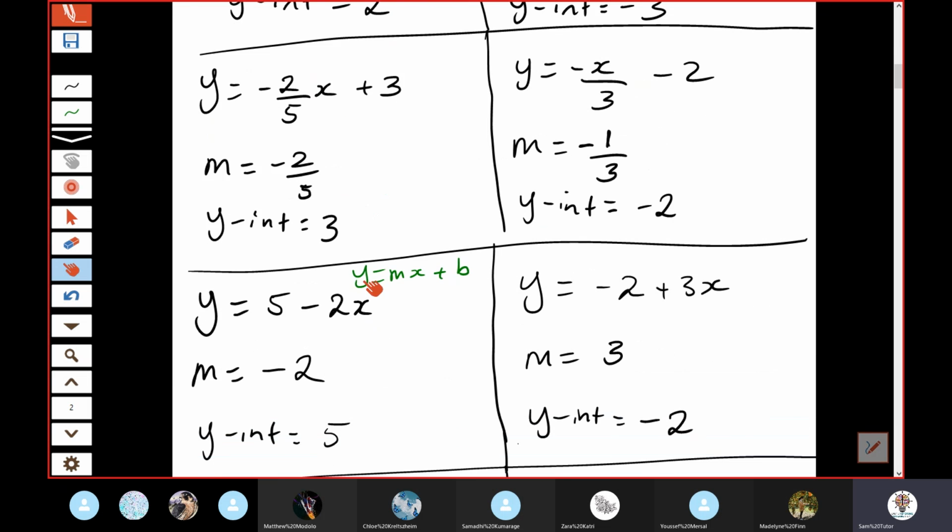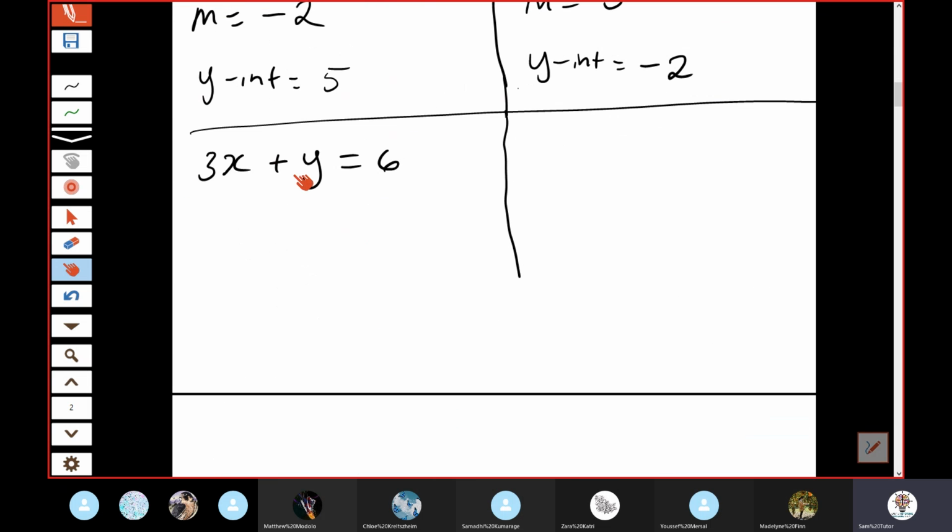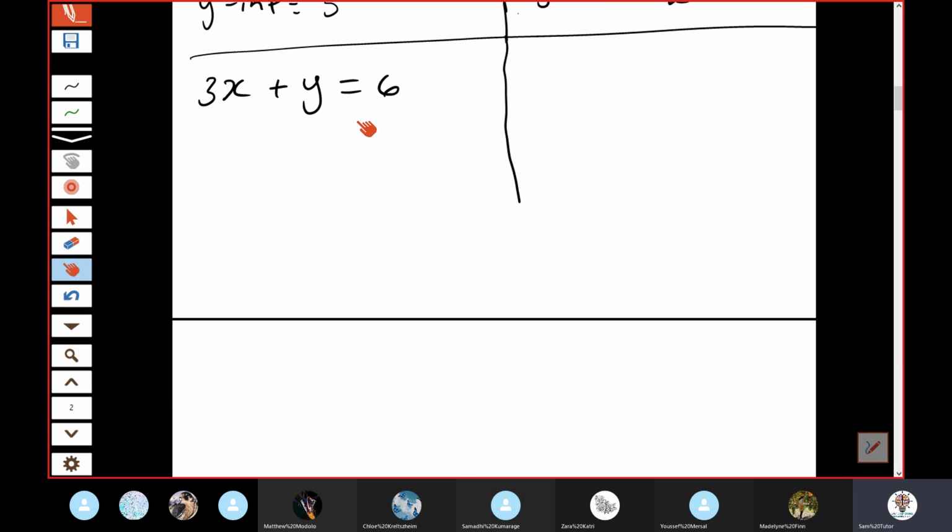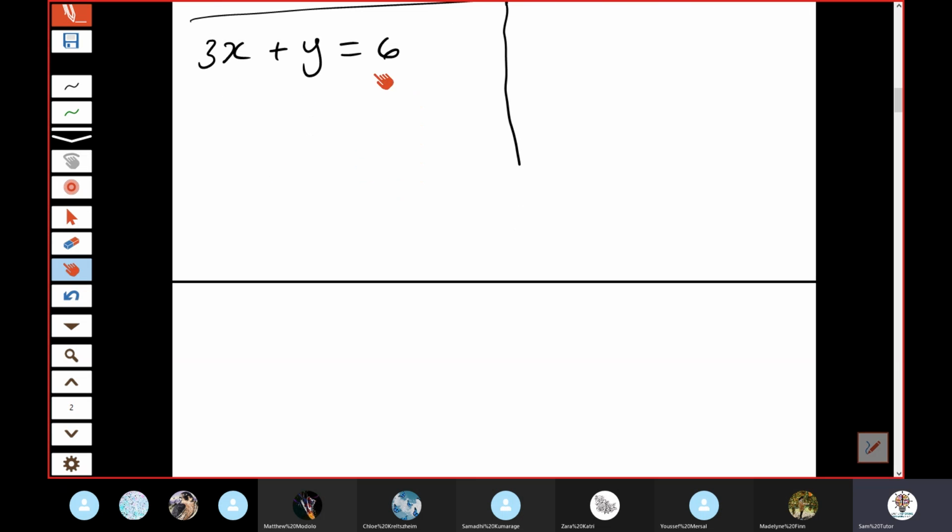Y needs to be on one side and then everything else on the other side for this form, right? Whereas it doesn't look like that. Right now, it looks like we've got x's and y's on one side and 6 on the other side. This poor 6 by himself. Doesn't work like that. You can't get your gradient from here. Not allowed.